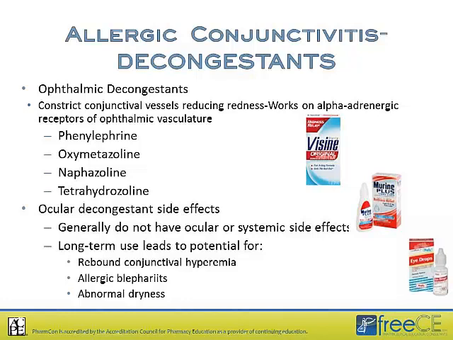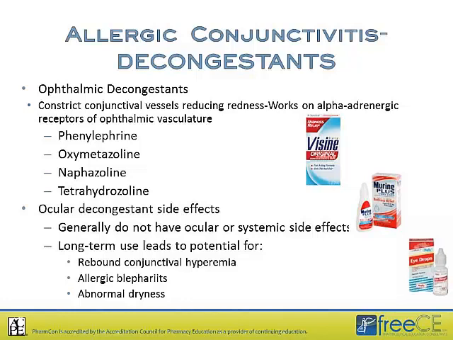Very similar to the topical products that we use for nasal congestion, we can also see rebound congestion on the eyes as we use drugs like Afrin, and see rhinitis medicamentosa. We can also see the same rebound congestion occurring with topical therapy on the eyes. The ocular decongestant side effects, generally there's not a whole lot of them, but we can see rebound conjunctival hyperemia. We can see allergic blepharitis and abnormal dryness.